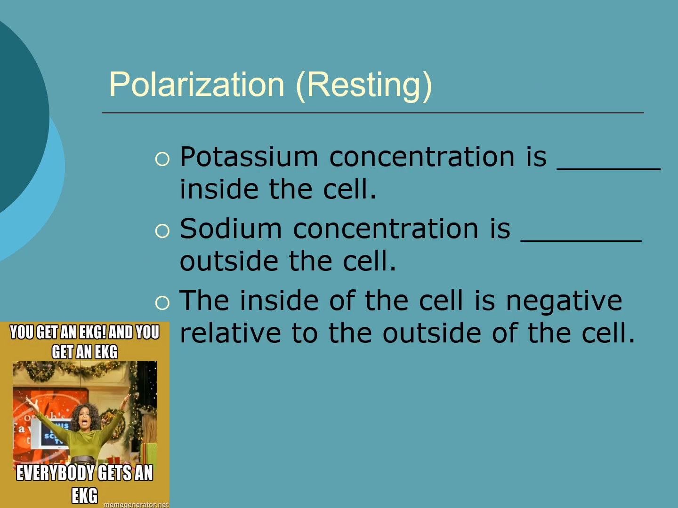When we're looking at polarization, in the resting state, potassium concentration is greater inside the cell. Sodium concentration is greater outside the cell. Both of those are cations. So potassium is greater inside, sodium is greater outside. Inside the cell is negative relative to the outside of the cell, because there are larger negative ions inside, which makes it more negative.